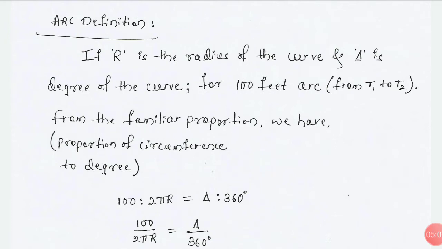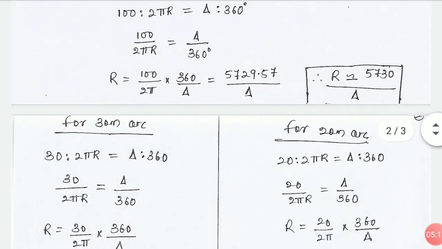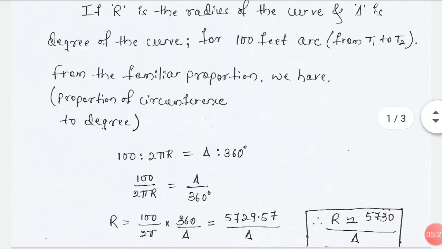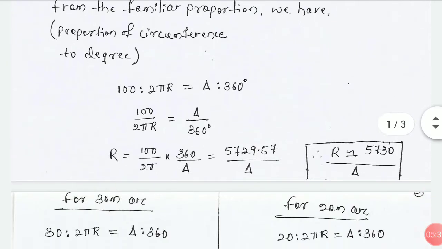Okay, in terms of meters, how can I fix it? I can fix it for the metric tapes available. Usually I can use 30-meter and 20-meter metric tapes, apart from the 100 feet interval. If I use 100 feet arc intervals, then the relation between radius and degree of curve will be 5730 by delta.